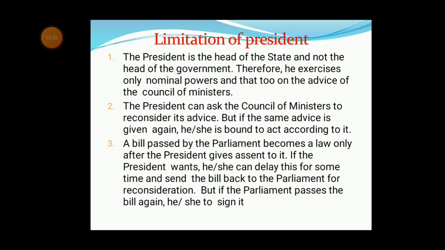So a bill passed by the parliament becomes a law only when the president gives his assent to it. But there is also a check. If the president wants, he or she can delay this for some time and send the bill back to the parliament itself for reconsideration. But if the parliament passes the bill again, the president has to sign it. He cannot delay signing it. Even if it is delayed, it should not be more than 14 days.